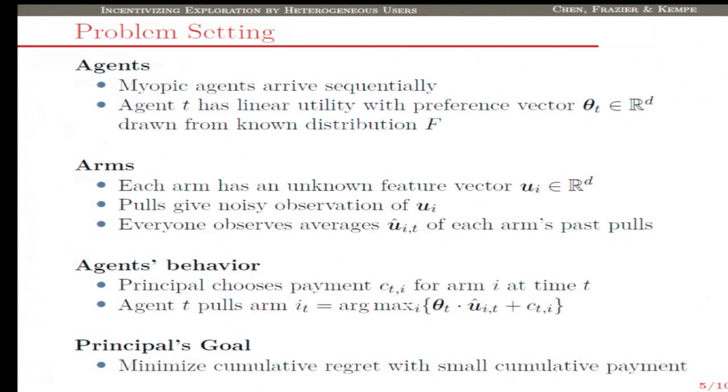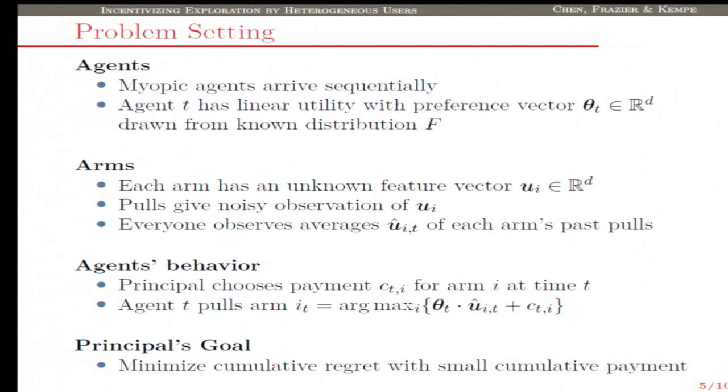So here is our problem setting. We assume that the agents arrive to the system one by one, and agent t has a linear utility function with a preference vector theta, which is a d-dimensional vector drawn from a known distribution F. There are n arms in the system. Each arm has an unknown d-dimensional feature vector, denoted as u_i. Every time you pull arm i, it will return a vector-valued outcome which equals u_i perturbed by an independent sub-Gaussian noise. Everyone has the same amount of information.